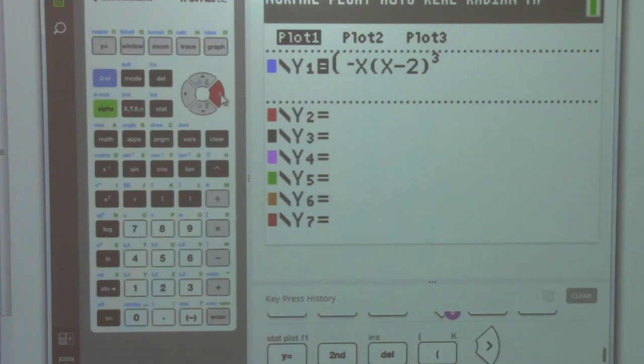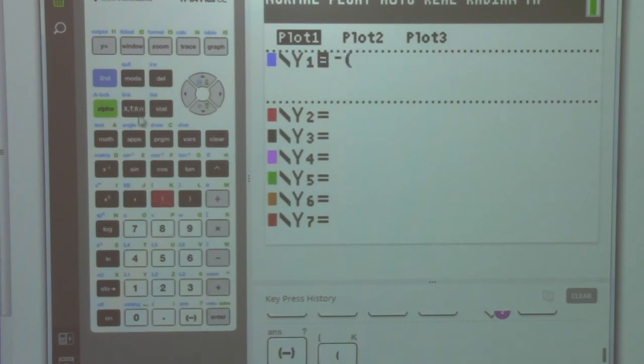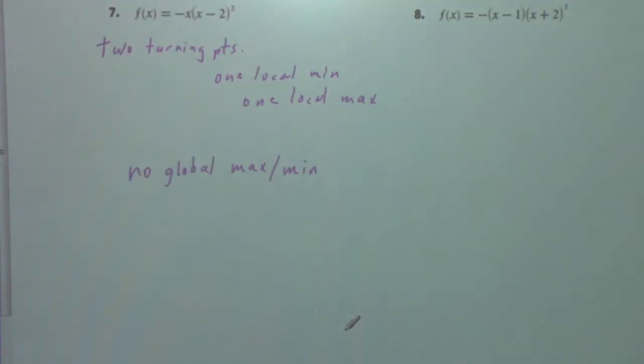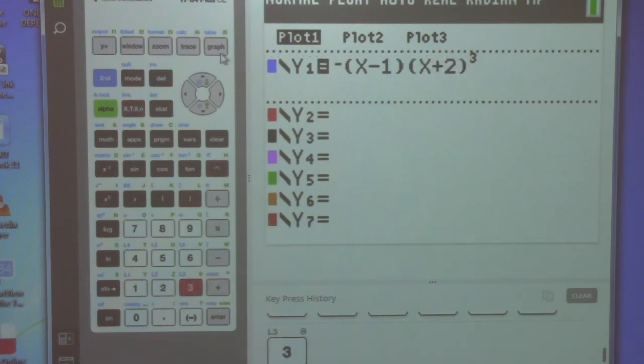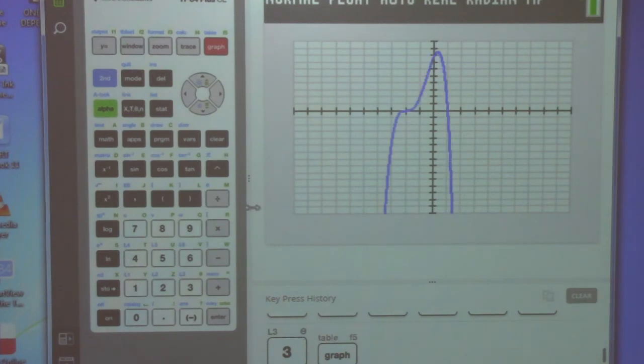Actually, it's going to be negative on that side. Okay, let me do this. Negative x minus 1. And this one here is x plus 2 cubed. So, right, that's what it looks like? Looks like a giraffe.